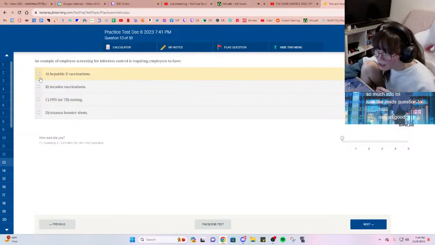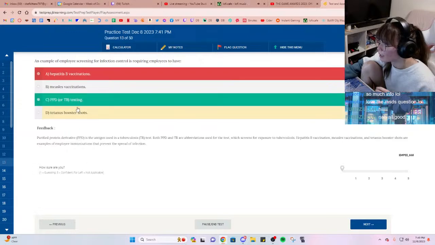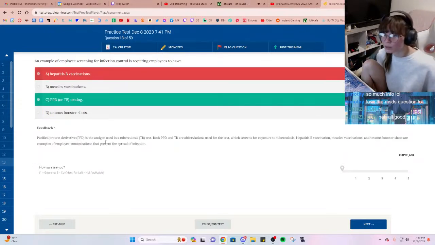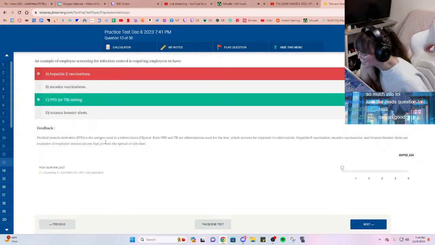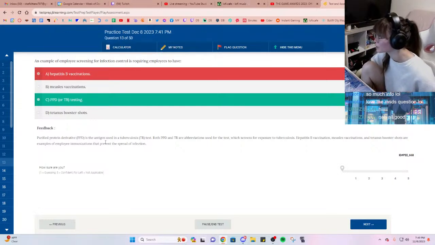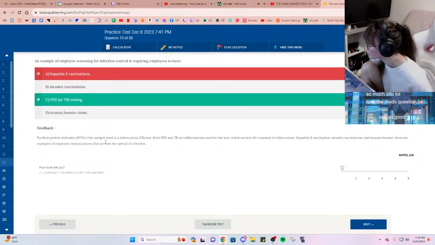B vaccinations? It's either that or TB testing. I keep doing it. Purified protein derivative is the antigen used in a tuberculosis test. Both PPD and TB are abbreviations used for the test, which screens for exposure to tuberculosis. Hepatitis B vaccination, measles vaccinations, and tetanus booster shots are examples of employee immunizations that prevent the spread of infection.